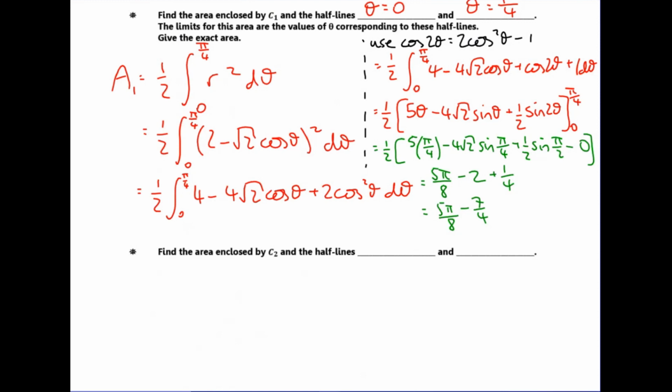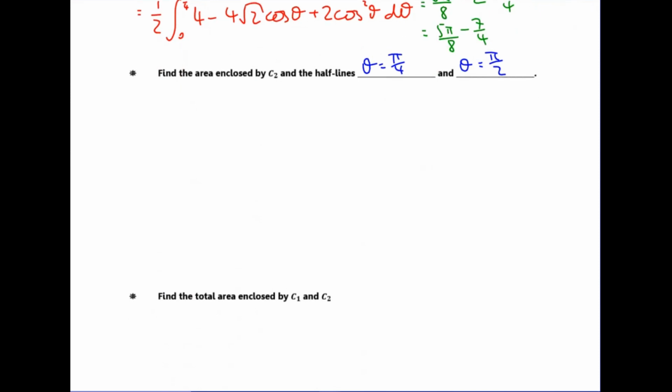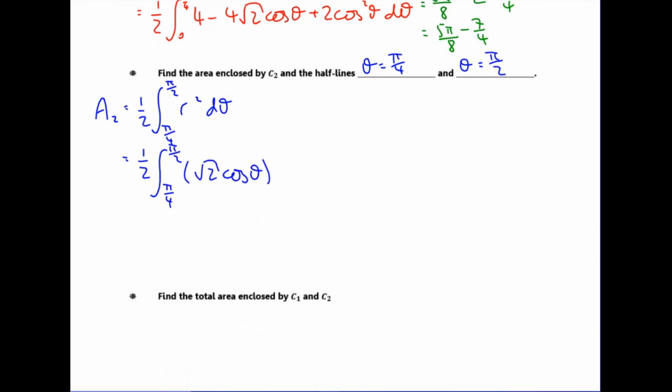We're going to do the same thing for C2, but remember it's not the same limits this time. So for C2, we're doing it between pi over 4 and pi over 2. So area 2 is a half times the integral of r squared d theta between pi over 4 and pi over 2. More straightforward this time. The equation for C2 was just root 2 cos theta. Squaring that gives you 2 cos squared theta.